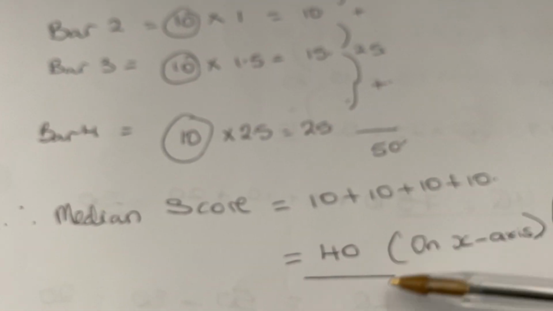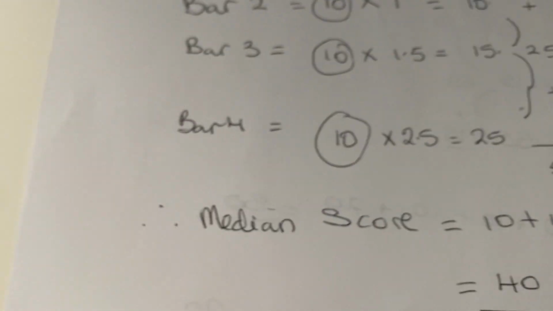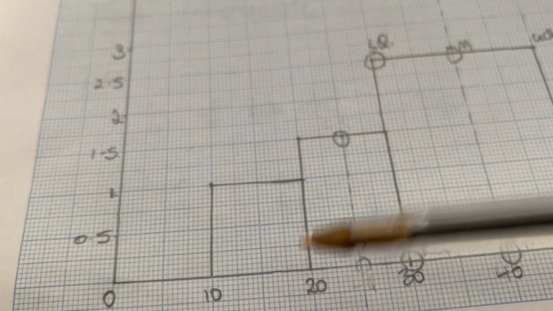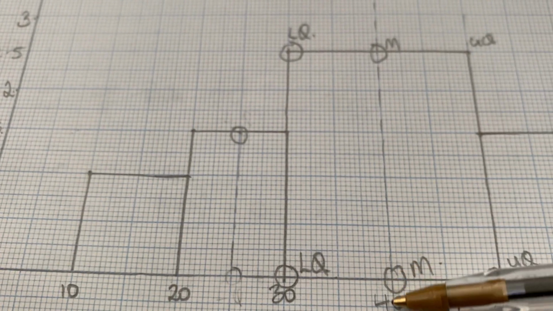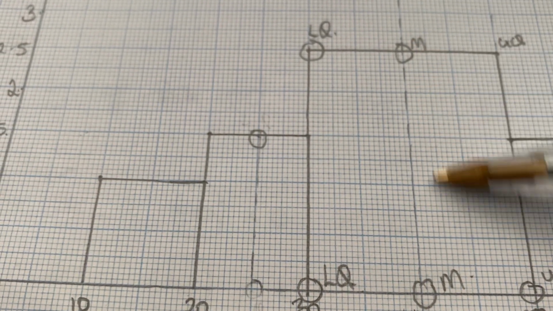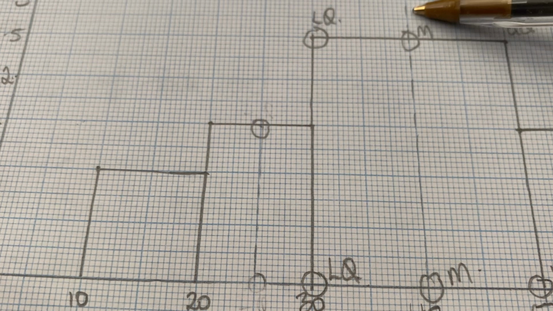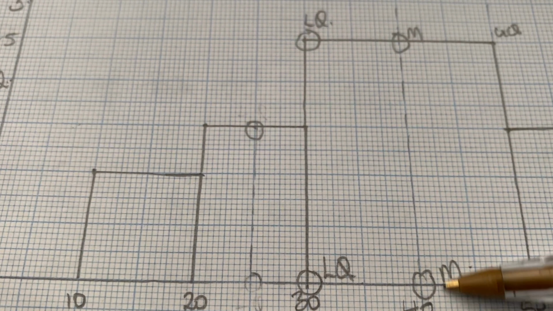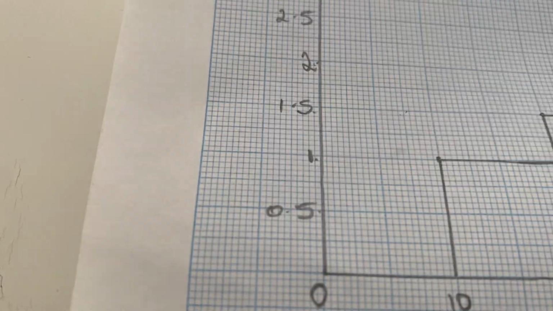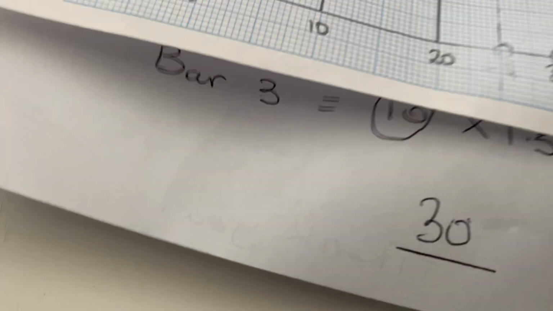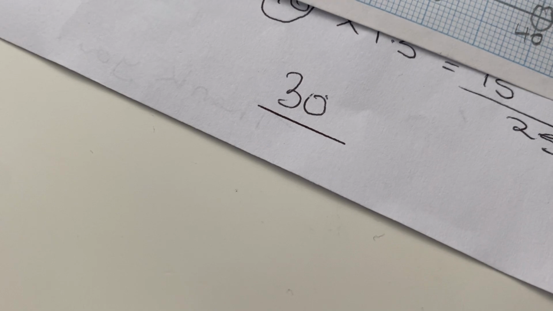Okay, on the x-axis. So when we take our graph, here the graph starts from 0. So this is the 40, and that will be our median. Okay, that will be our median here. Now they just go on to ask us to find the interquartile range.